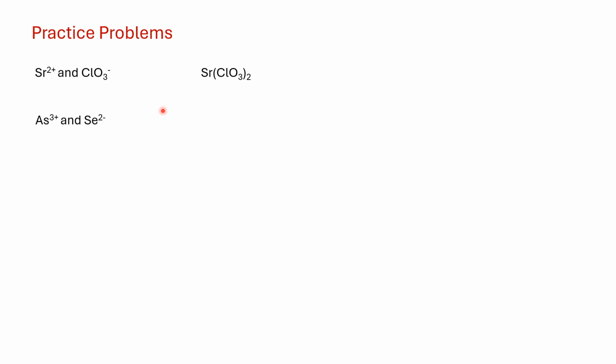Next, arsenic 3 plus and selenide Se2 minus. Again, 3 goes with selenium, so there are 3 Se, and 2 goes with arsenic, so there are 2 arsenic, As. Then the formula is As2Se3. Barium 2 plus joins with dihydrogen phosphate. Dihydrogen phosphate is a 1 minus charge. So this 1 goes with barium, 1 barium atom, and 2 goes with H2PO4. There are 2 dihydrogen phosphate groups in the ionic compound.